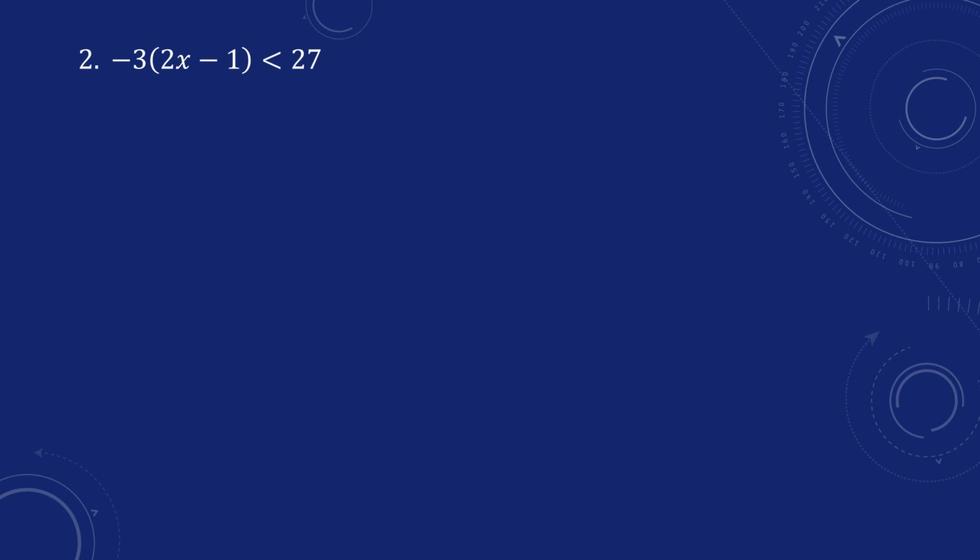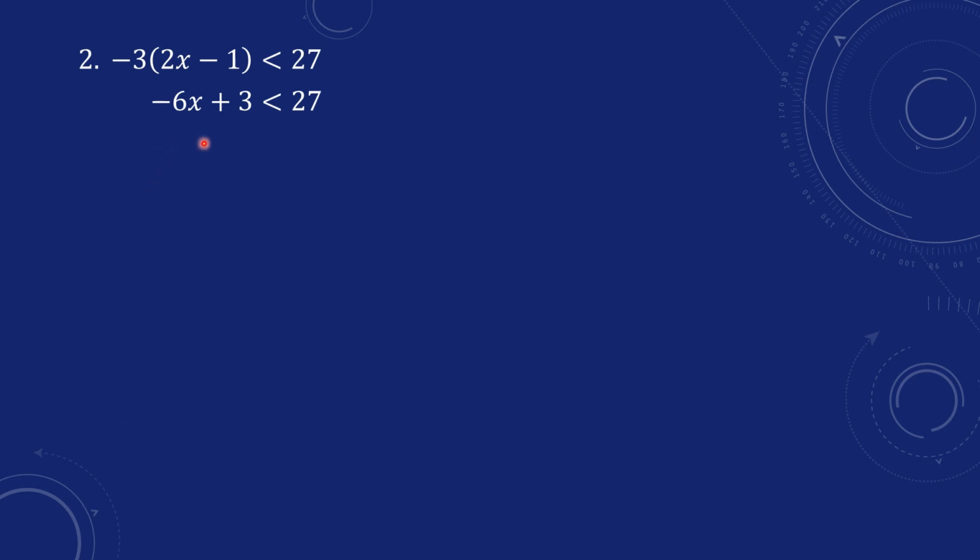Example number 2. Negative 3 times the quantity 2x minus 1 is less than 27. To solve this inequality, we must first use the distributive property of multiplication. We are going to distribute or multiply negative 3 by 2x and then by negative 1. So this is now equal to negative 6x plus 3 is less than 27.